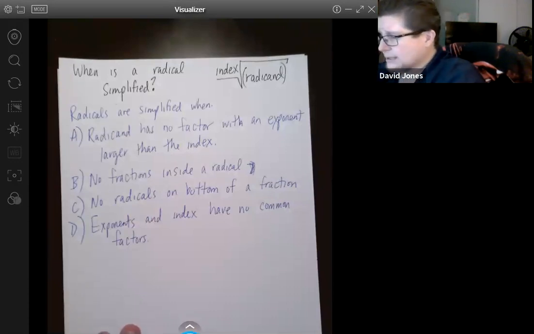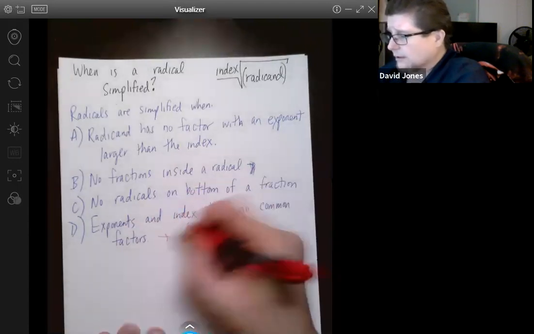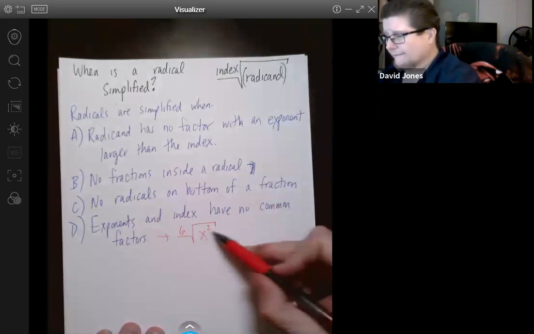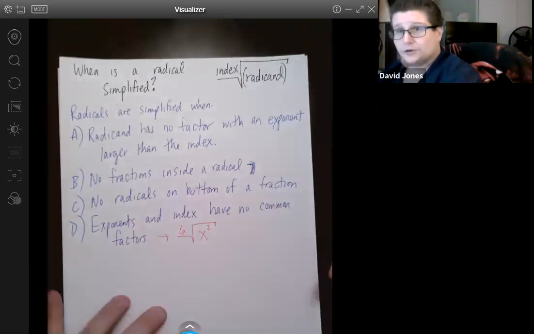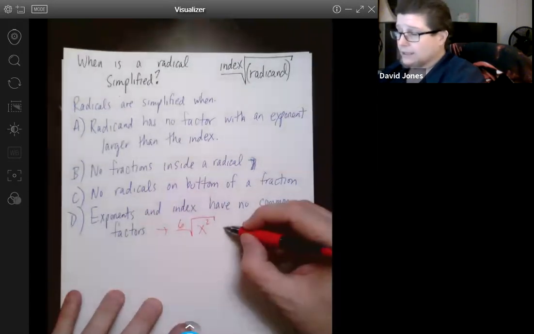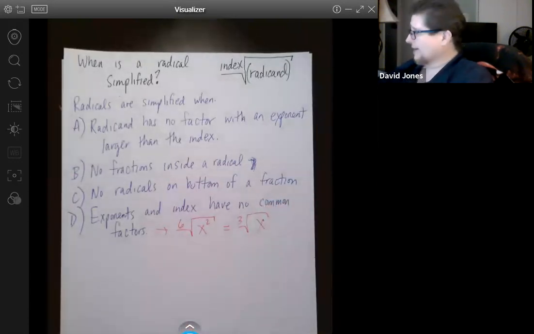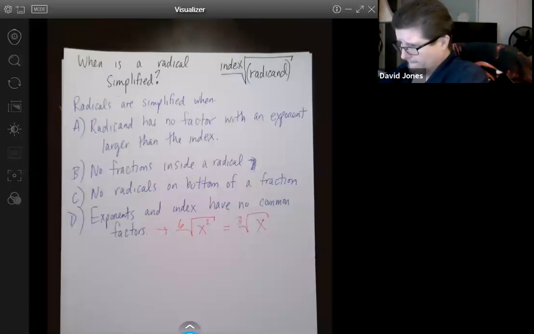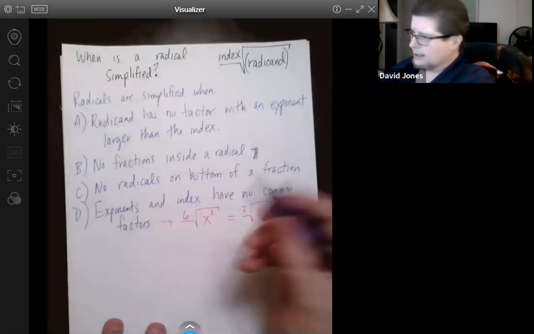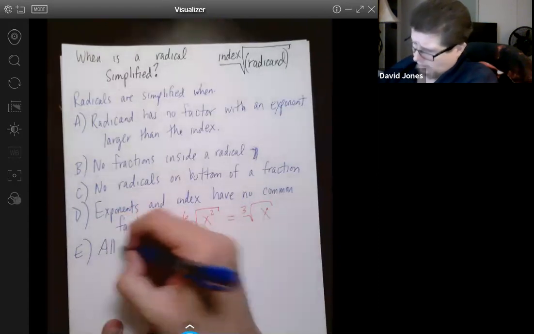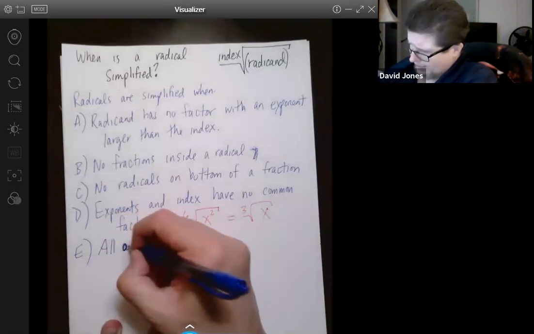What I mean by this, make this a little clearer. Like if I had the 6th root of x squared, they have a common factor. 6 and 2 both have 2 as a multiplier. This is equal to the cube root of x. That kind of idea. And all operations have been performed.